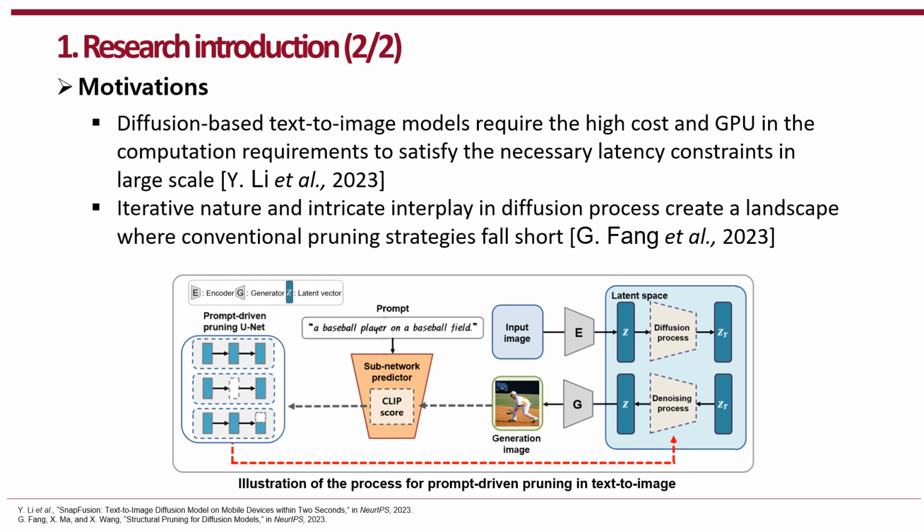Diffusion-based image generation involves complex interactions between different components in each step of the diffusion process, meaning that simply applying conventional pruning techniques doesn't yield significant gains in efficiency. These interactions make it difficult to reduce computational loads effectively without compromising the model's performance and accuracy.